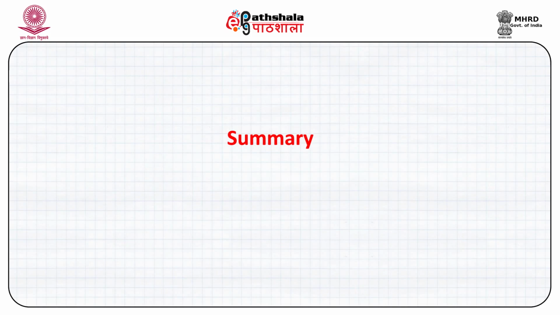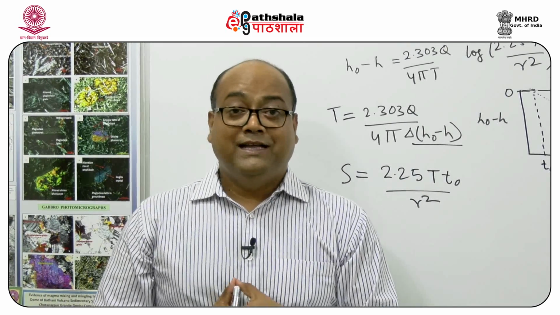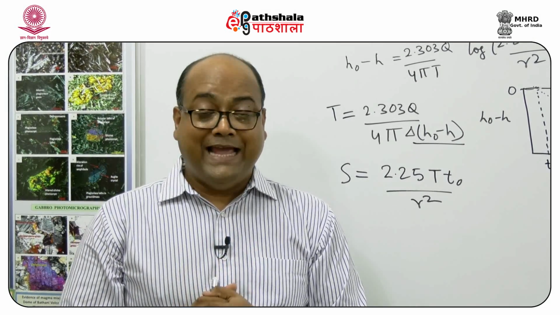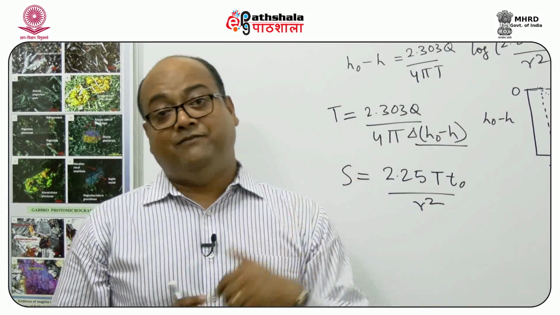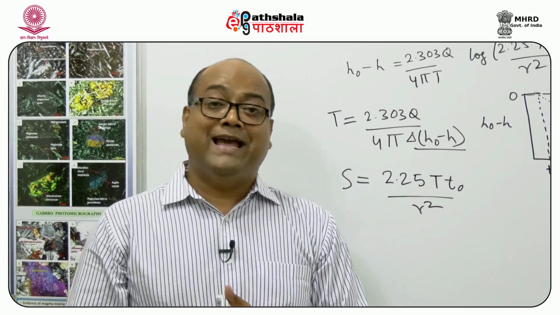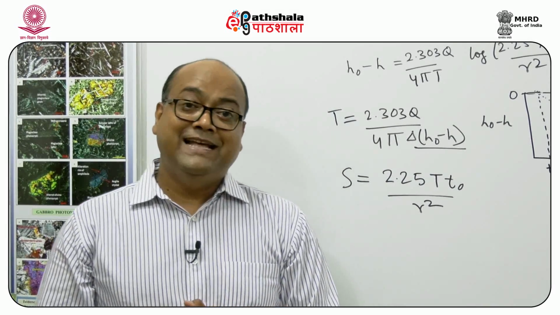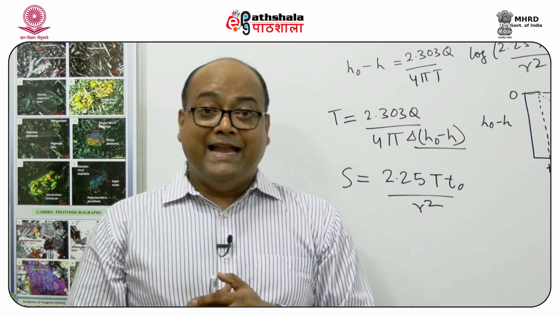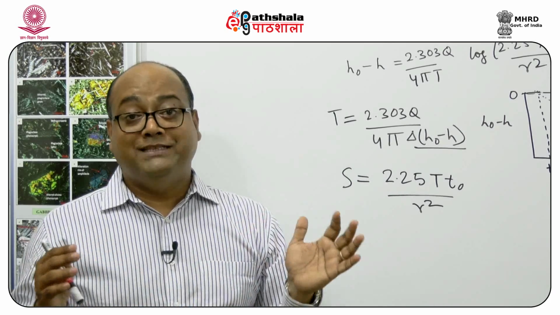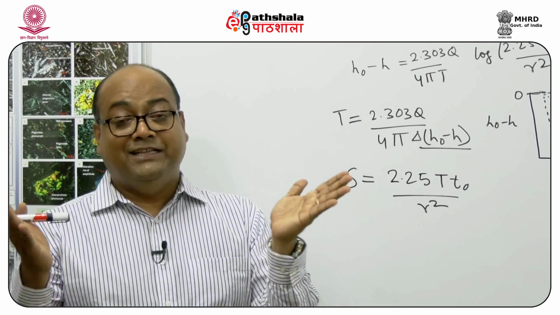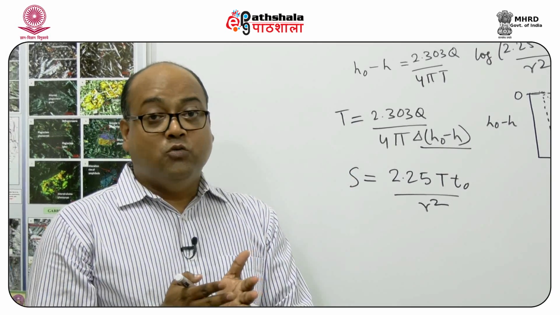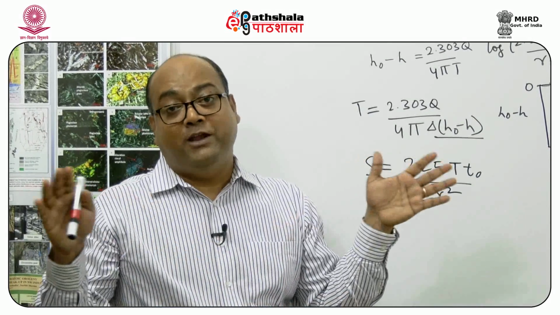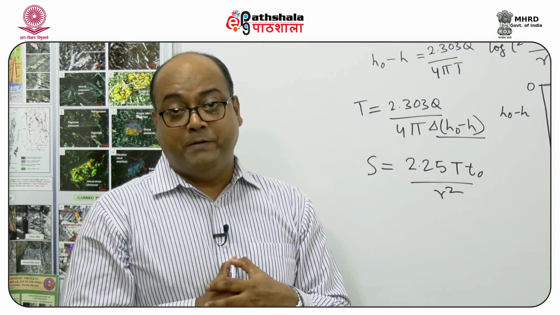So, a summary of the module: we saw that the difference in the hydraulic head before pumping and after pumping is known as the drawdown. There is a characteristic curve that develops where the drawdown is taking place, and the drawdown is maximum towards the well where the pumping is taking place, and it starts to fade away, forming a cone of depression.